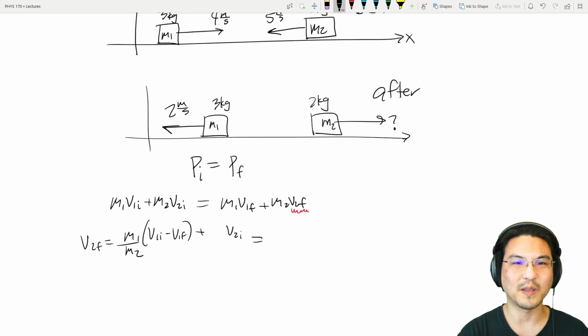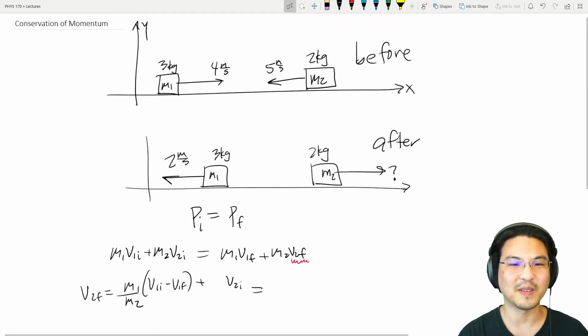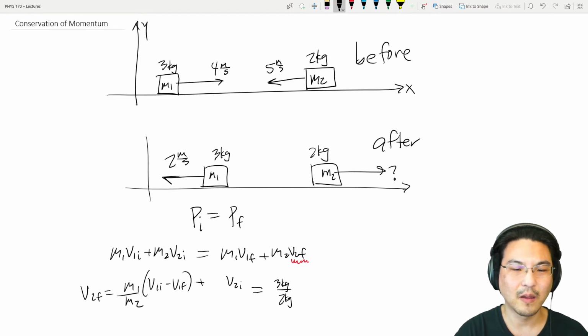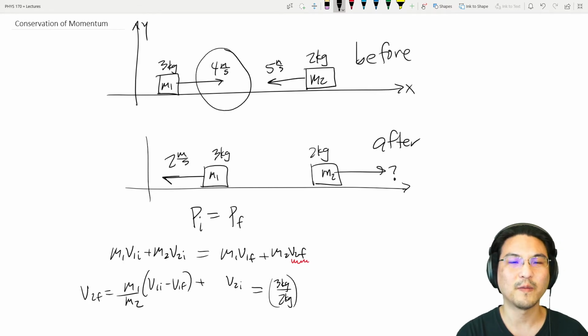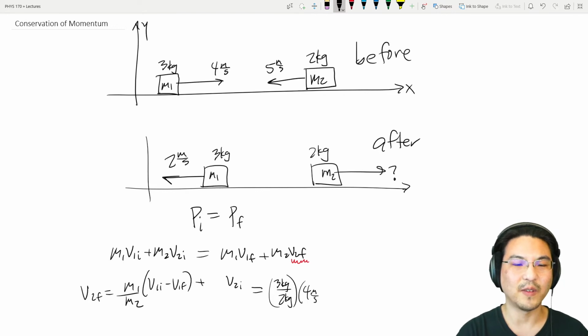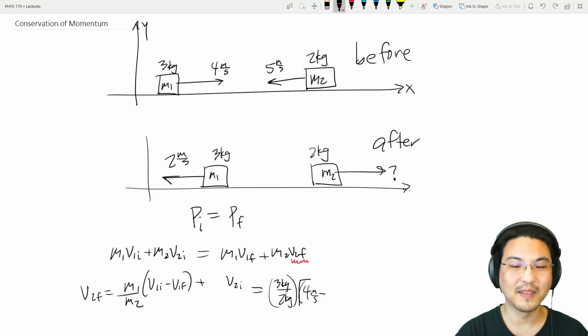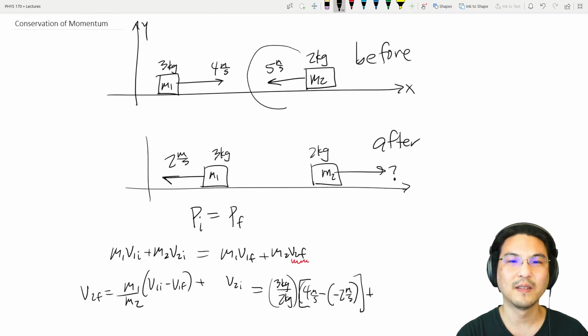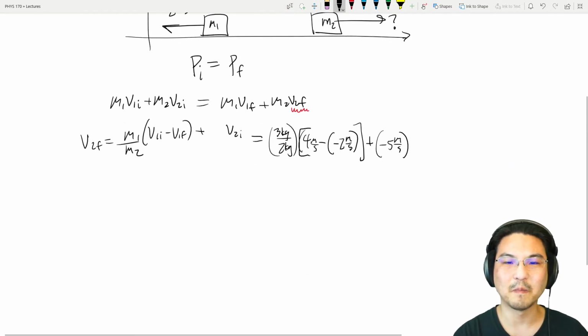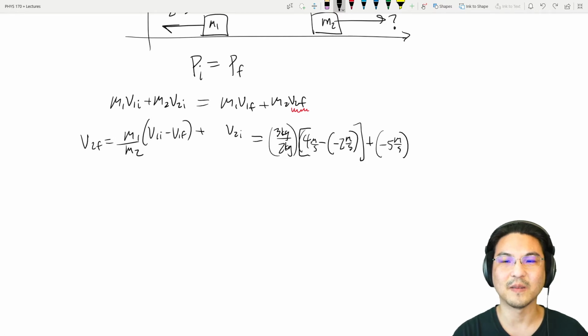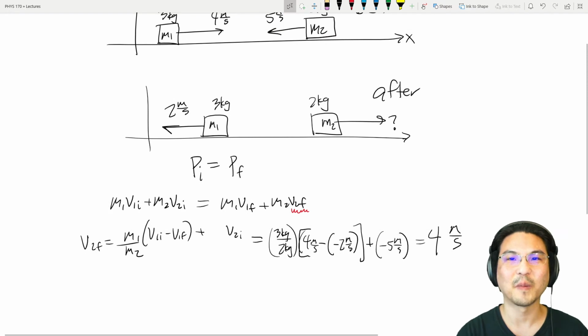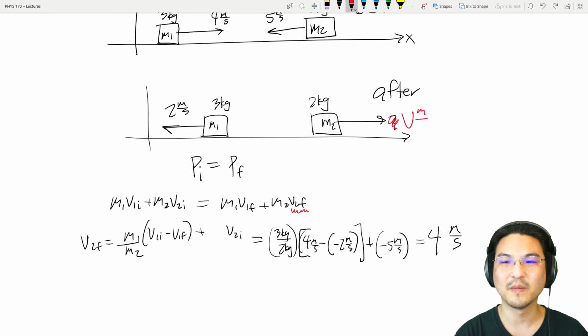Okay, but let's be careful when we plug in numbers here. m1 over m2, so that's 3 over 2. v1 initial, positive 4, minus v1 final. That is negative 2. So 4 minus negative 2, right? Just be careful. Plus v2 initial, negative 5. Okay, so what do we got here? So this is 6. So 9 minus 5 is 4. Okay, so that's our answer, 4.